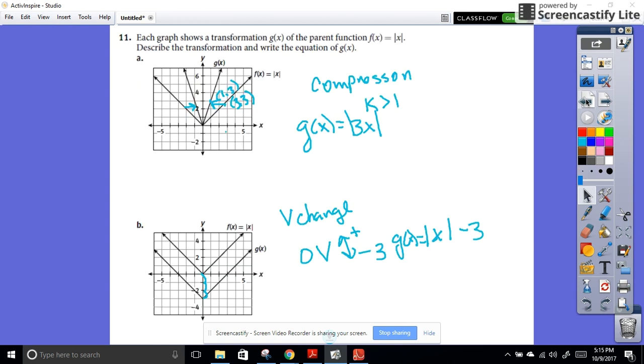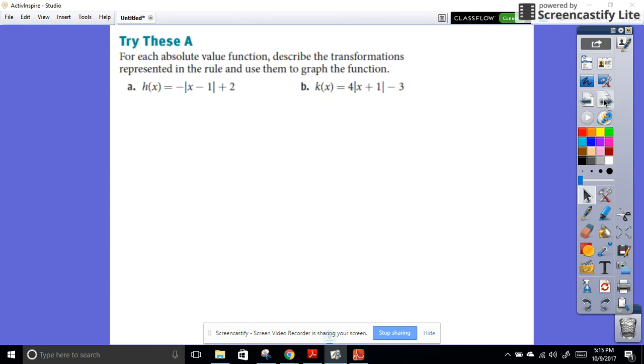Okay, so for real, this is the last one. For each absolute value function, describe the transformations represented in the rule and use them to graph the function.